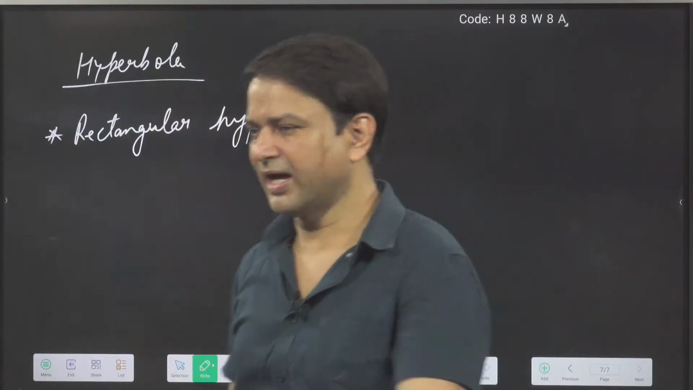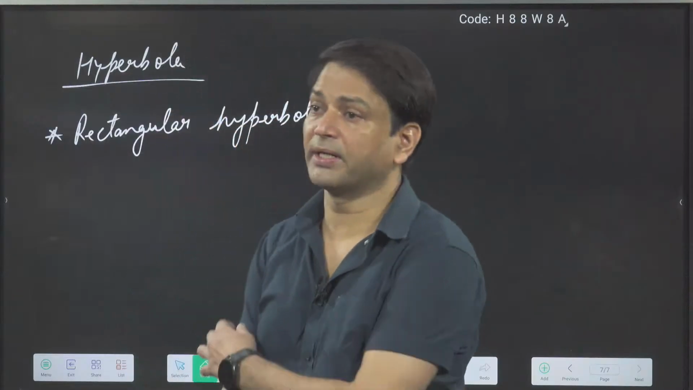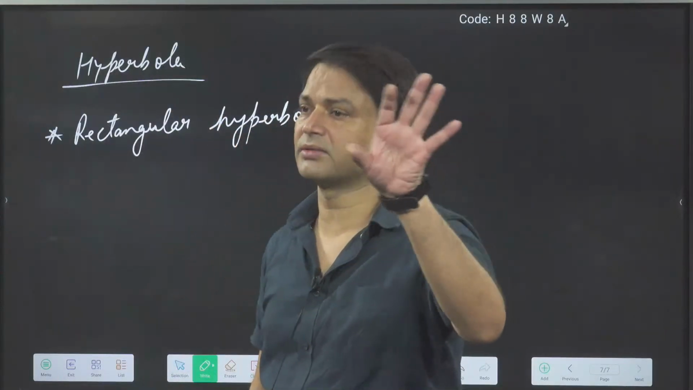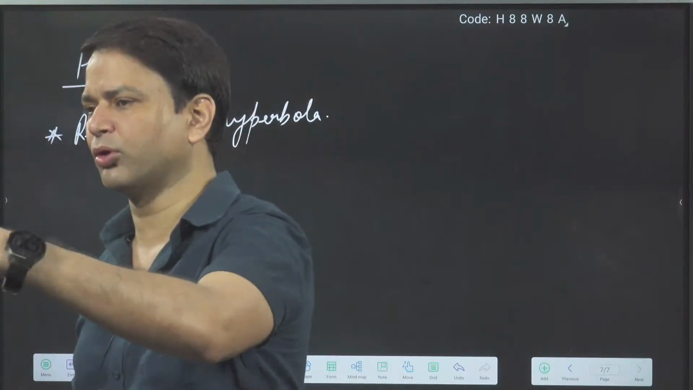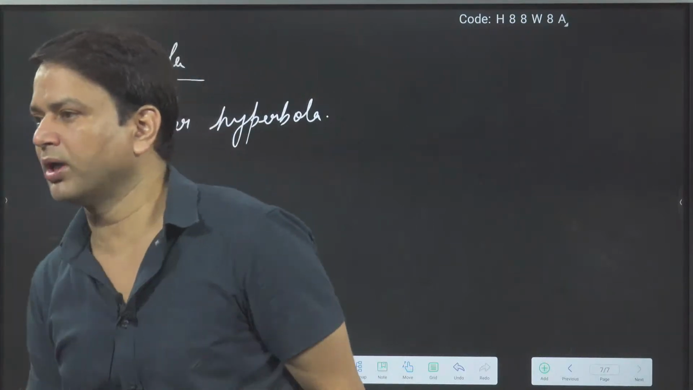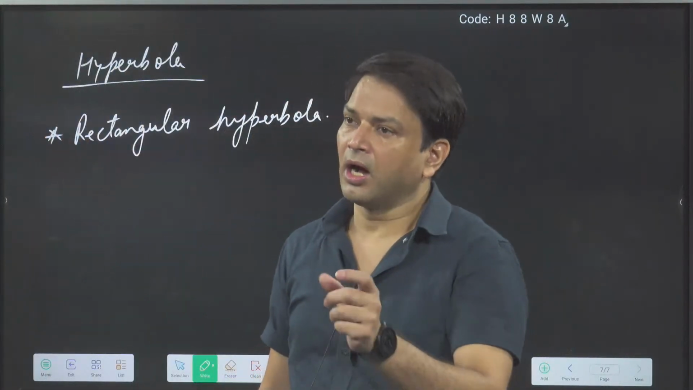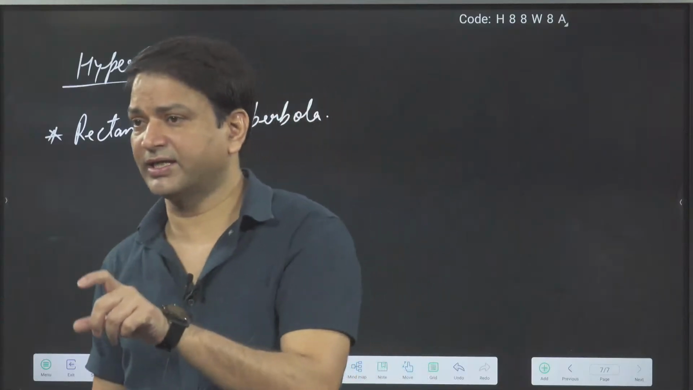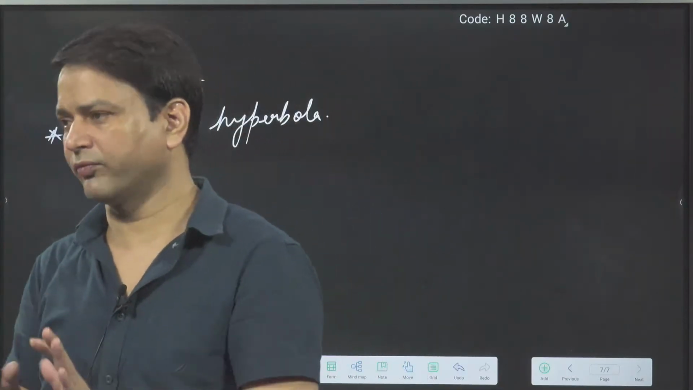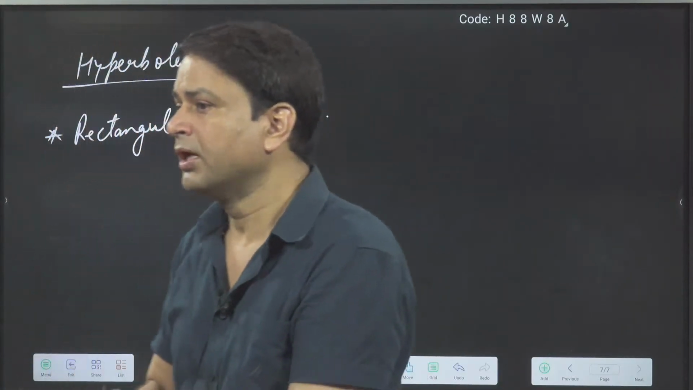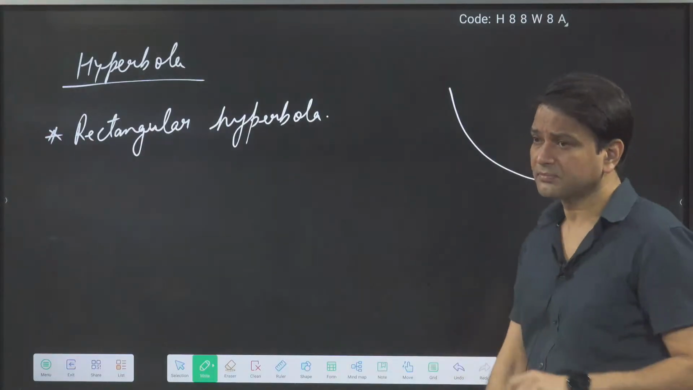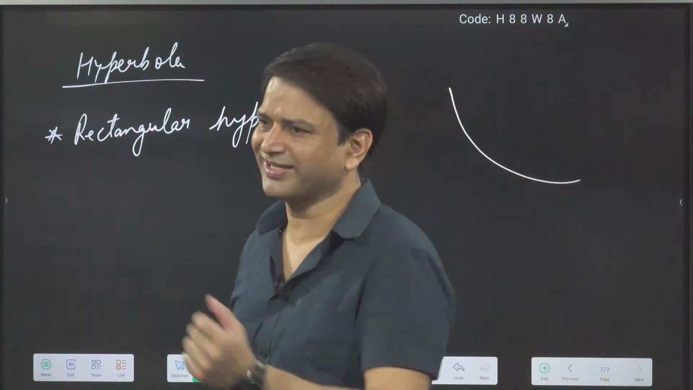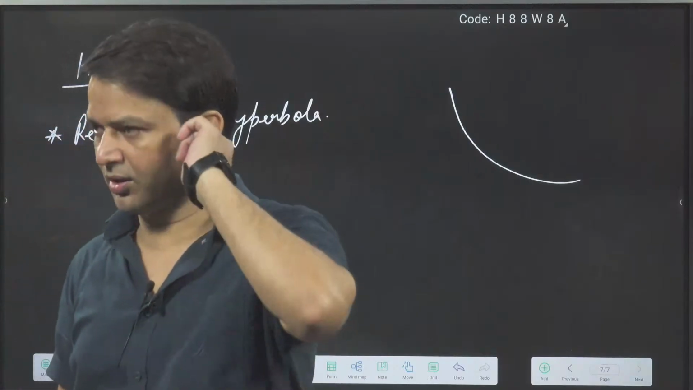Hyperbola. Basically the hyperbola equation is different, but in most of this chapter we will get the rectangular hyperbola. That's why the rectangular hyperbola is a particular type of hyperbola. How, from the equation, will we decide it is a rectangular hyperbola and what will be the graph? The basic shape of a rectangular hyperbola is like this. According to the equation, we will put that shape in the different quadrants.